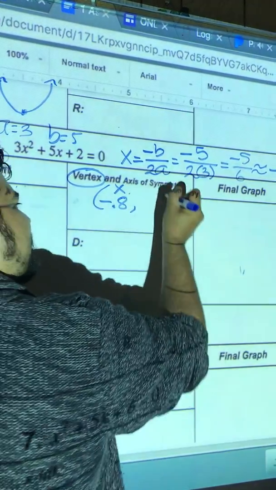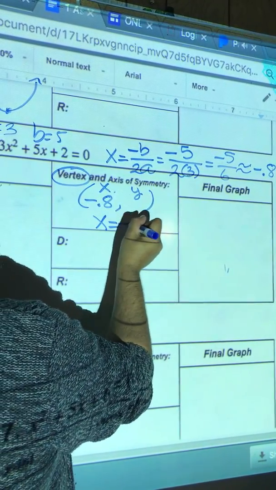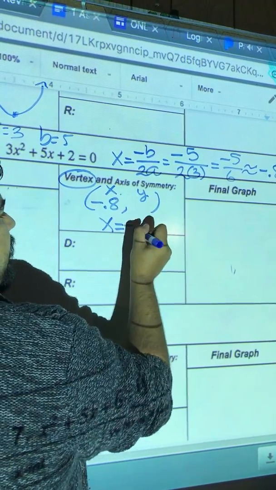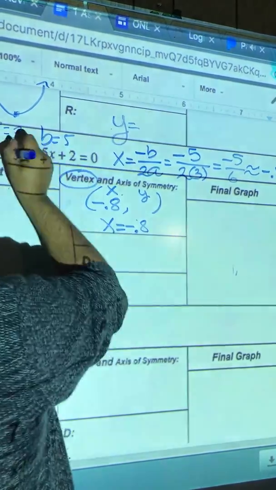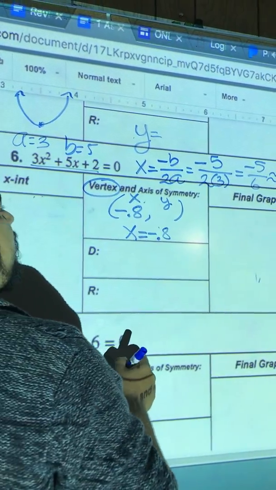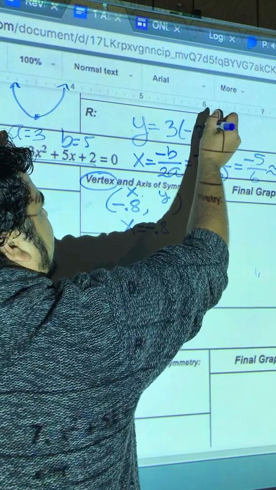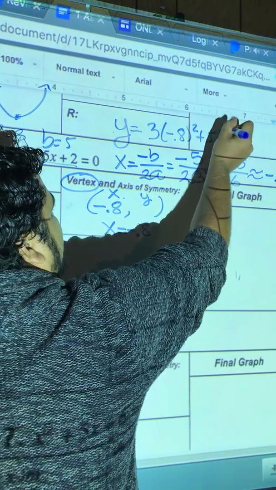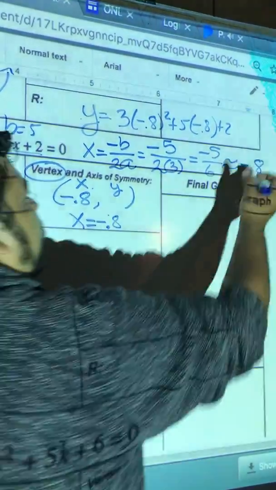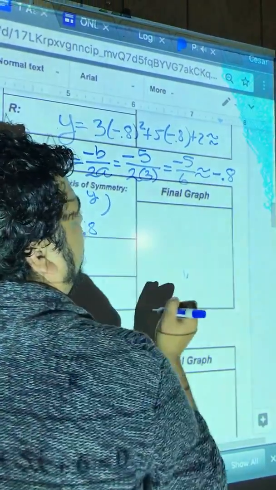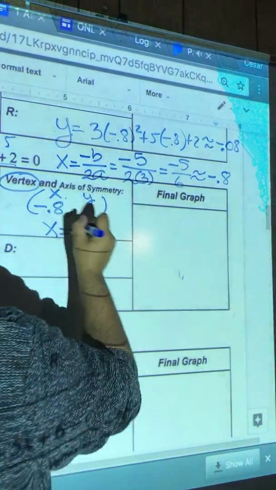Now every vertex has an x and a y because it's a point. I already know my axis of symmetry is negative 0.8. Now if I need to find the y, I need to use the formula to get my answer. So it's 3, and then I'm going to plug in the negative 0.8 squared plus 5 times negative 0.8 plus 2, and it gives you roughly around negative 0.08. So this one goes here.